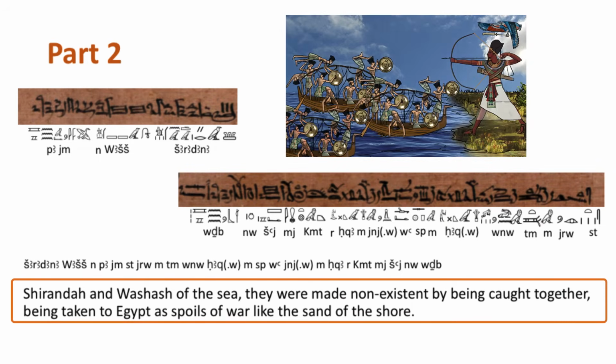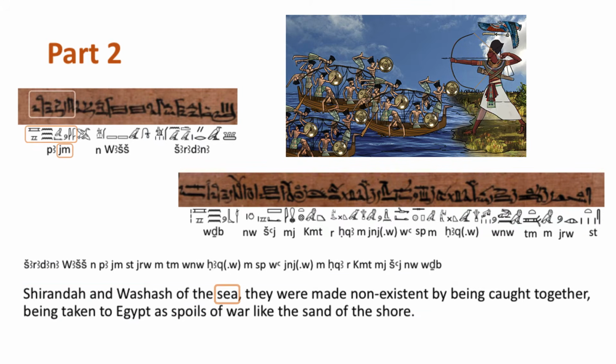In the second part, Ramses III narrates about the so-called sea people, Shiranda and Washash of the sea. They were made non-existent by being caught together, being taken to Egypt as spoils of war, like the sand of the shore. I want to go into the word sea, which is in this text yom. The word yom is originally a Semitic word.